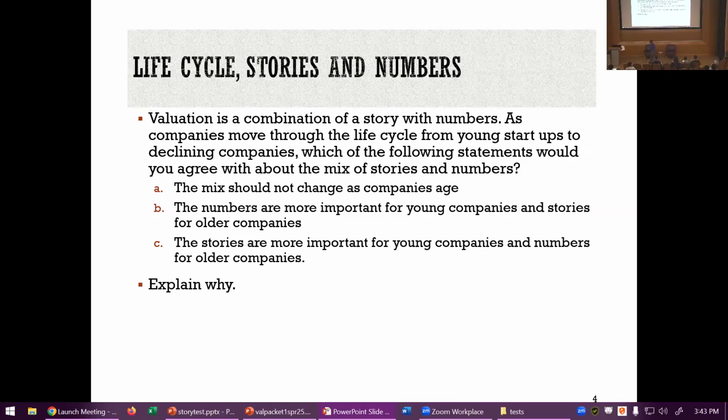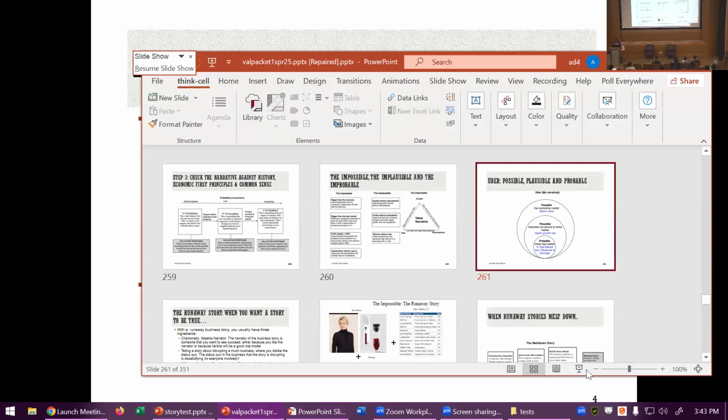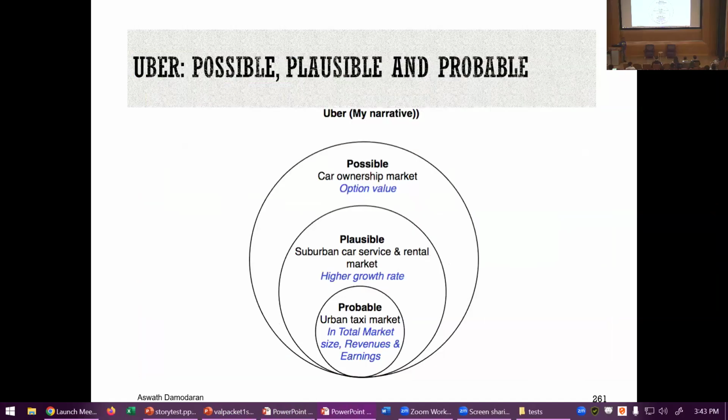So I'm going to go back to where I left you on the storytelling. If you remember, I was talking about impossible, implausible, and improbable valuations. Remember the Uber story I told you? Urban car service company attracts new users, local networking benefits, doesn't own the cars, keeps 20% of the fare. That's a 2014 story. Is it possible? Yeah.